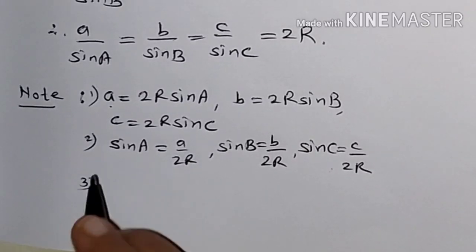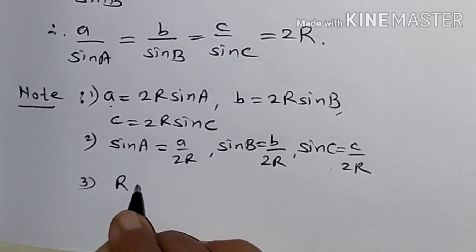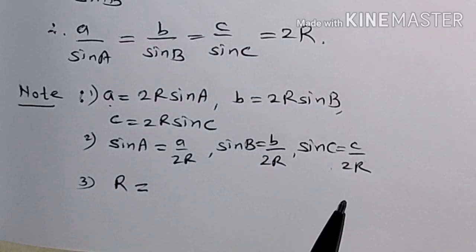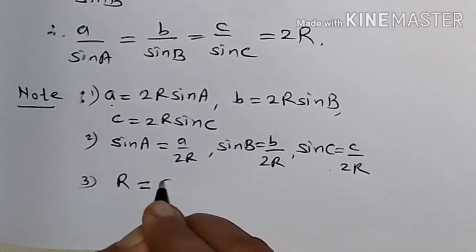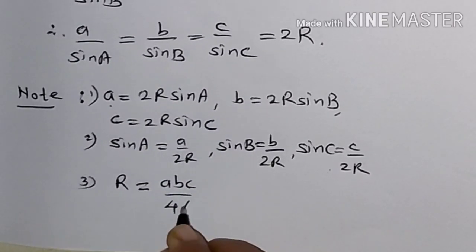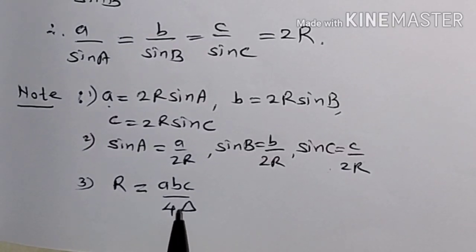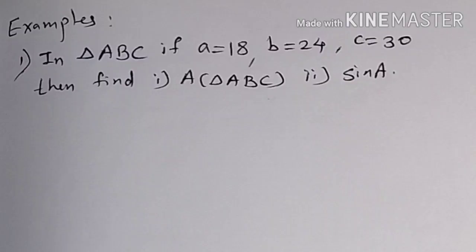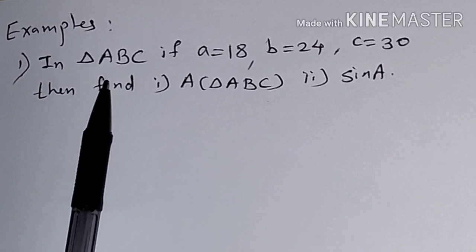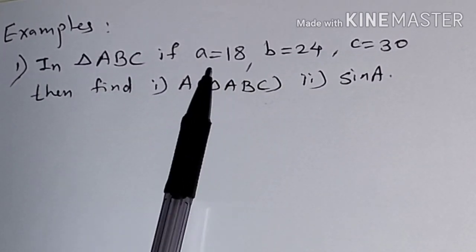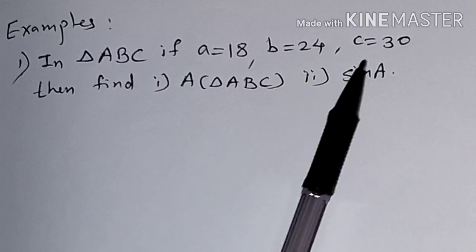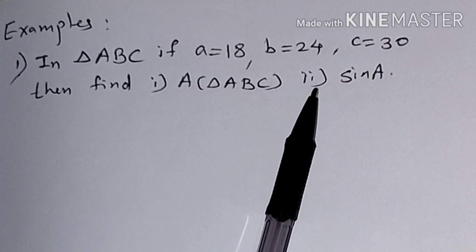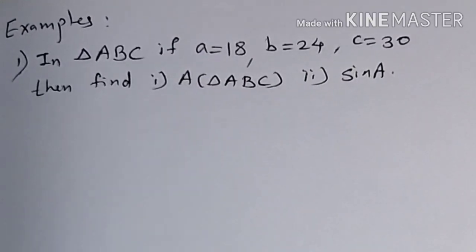Third point we can note down: R, that is the circumradius, is equal to abc upon 4 delta, where R is the circumradius. Examples. First example: in triangle ABC, if the sides are given, a is equal to 18, b is equal to 24, c is equal to 30, then find the area of triangle ABC and find the value of sin A.